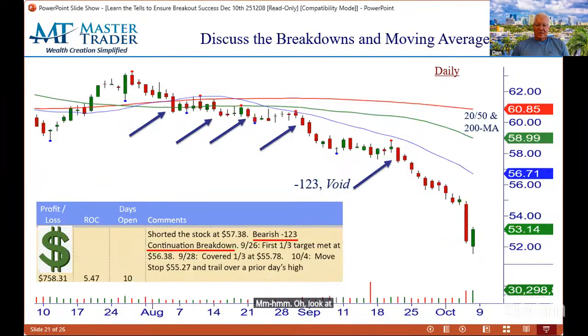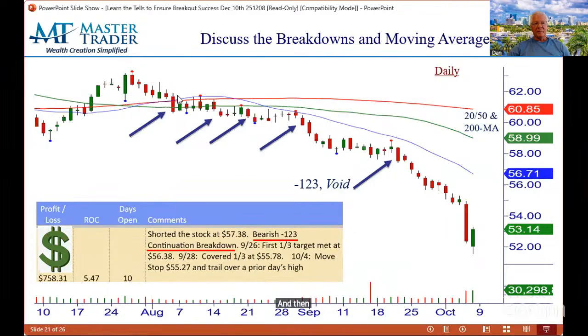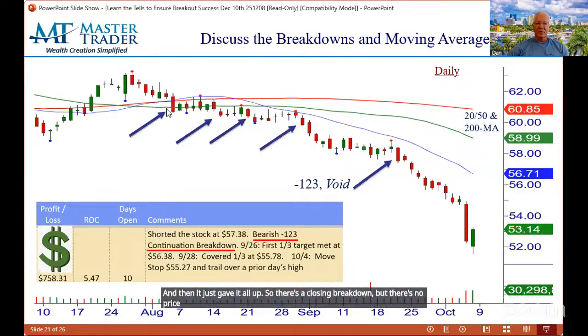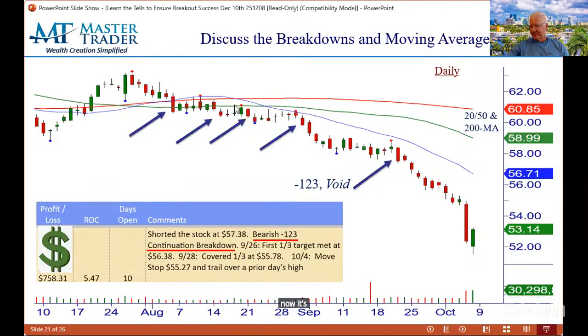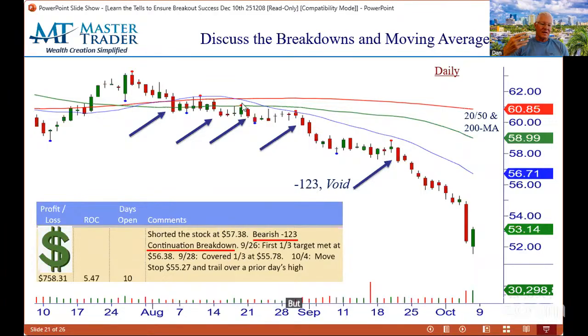Look at all these breakdowns on here. So this would have been an actionable 1, 2, 3, and then it just gave it all up. So there's a closing breakdown, but there's no price void. John asked this question earlier, right? How many bars? And I agree, it doesn't matter. But the fact that it's going sideways for a month and cannot bounce, that's adding more supply.